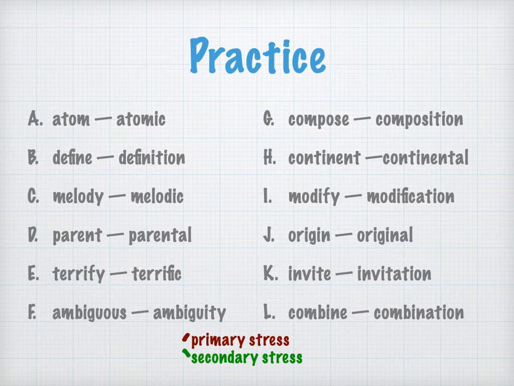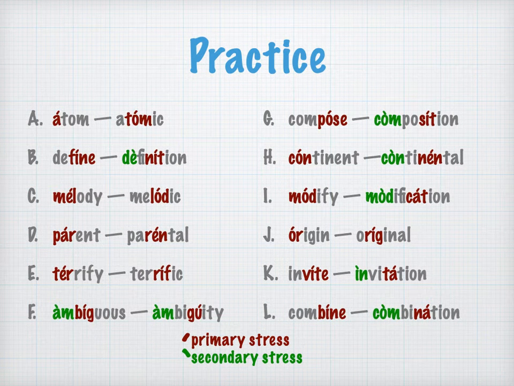Okay, let's take a look at what the stress patterns are for these words. Right? You should have noticed that atom has stress on the first syllable, but when I add the IC ending, the IC ending that makes an adjective, atomic, stress has shifted to the second syllable. Define becomes definition. Define has stress on the second syllable only, and the first syllable is unstressed. Definition then has secondary stress on the first syllable and primary stress on the third syllable.